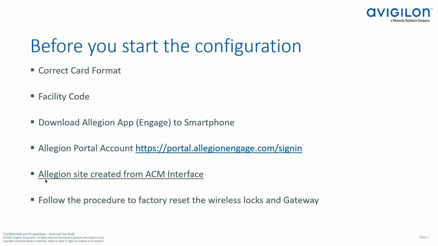Make sure that you do not create a site from the Allegion application. Do not create a site using the Allegion application. Do that through ACM. Once that's created, then you can go into the Allegion app and add the gateway to that site and the wireless locks as well. We'll cover that in a separate video. This video is focused on the configuration on the ACM side.